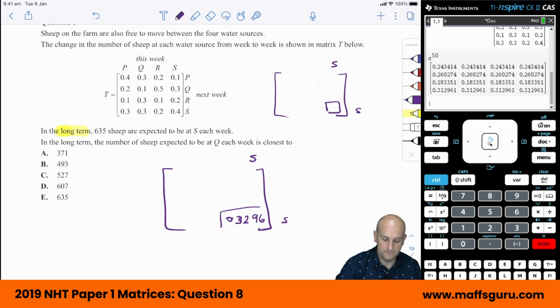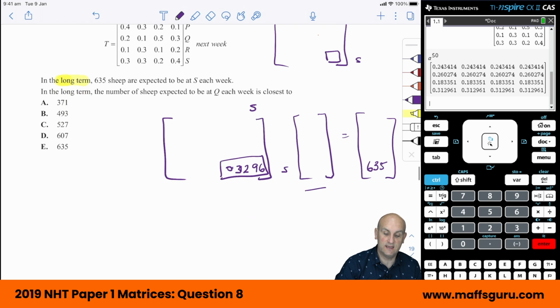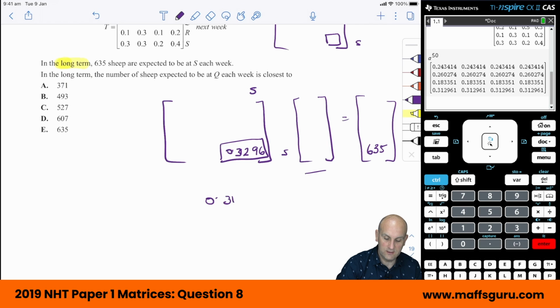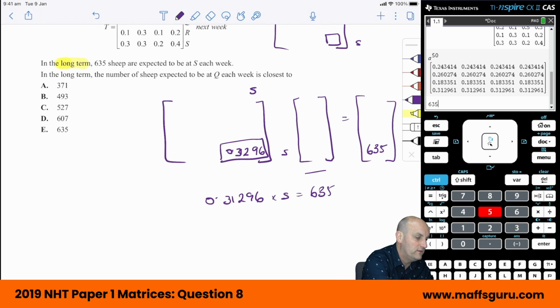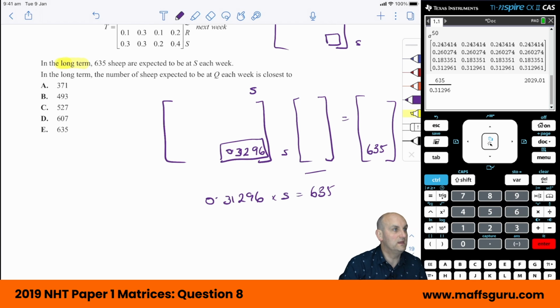So remember, this here times my total number of sheep is going to give me 635. So what I now need to do is use that calculation. 0.31296 times, let's call it S, is equal to 635. Now when we actually then divide that, so let's do 635 divided by 0.31296, gives me about 2,029 sheep in total.